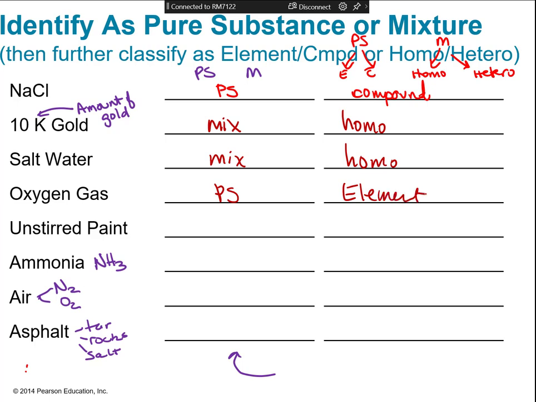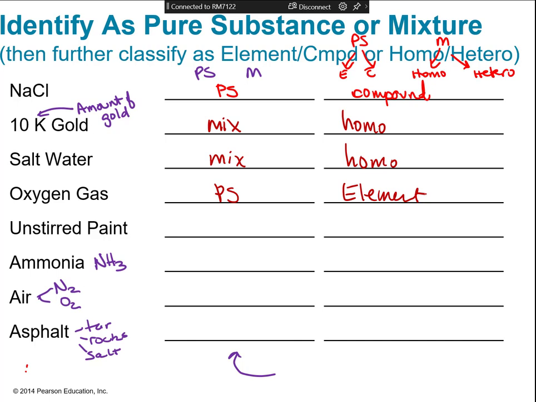Unstirred paint. If you've gone to Lowe's and you buy paint and it's not stirred, when you open it up, what do you see? What do you see on top? Have you ever opened an old can of paint? Yes, there's a liquid on top.